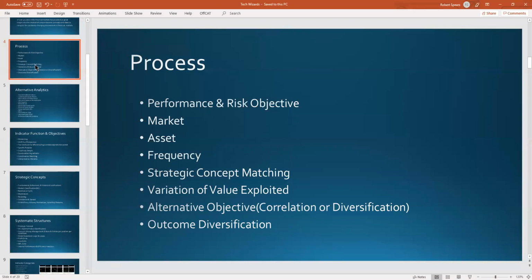Alternative objective: if you're deploying multiple concepts within a portfolio, what's the correlation? You want to diversify strategic concepts just as much as you want to diversify the markets and asset sectors, etc. And then obviously outcome diversification. So you want to diversify the variations of value, the strategic concepts that you're exploiting.